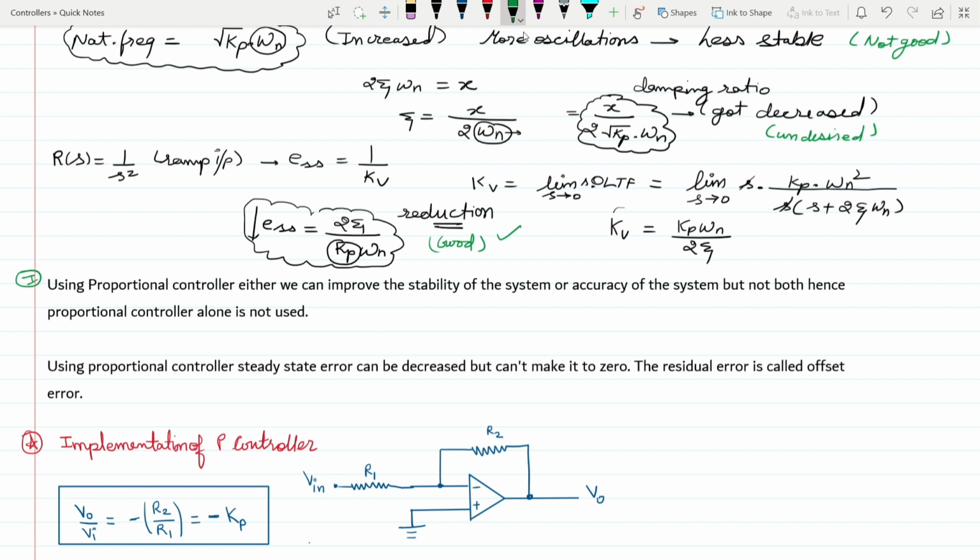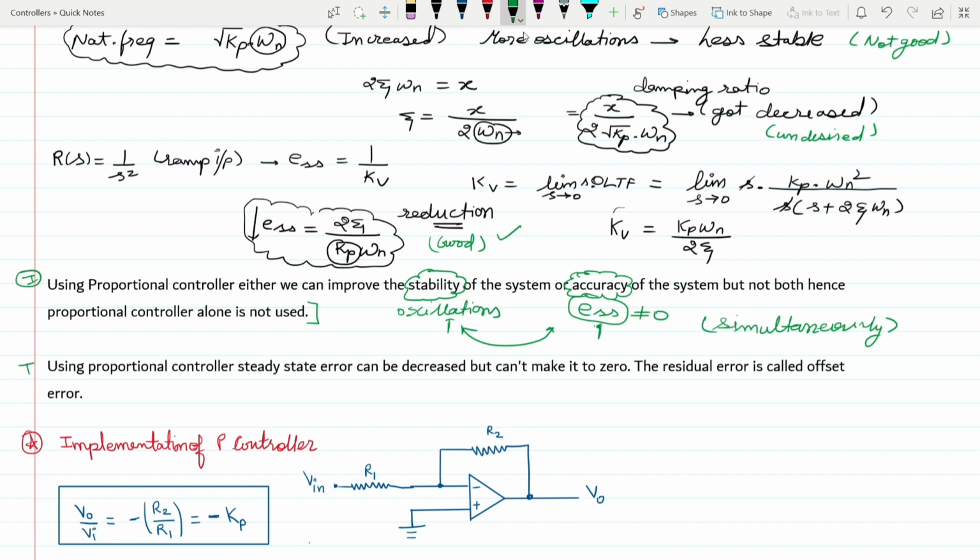As I have told you, as we get more oscillation, the stability of the system is compromised, and in the case of accuracy we have a smaller steady state error, but it is not equal to 0. So we cannot get these two parameters simultaneously. When we improve one, the other is compromised. We can do it one by one, but when we improve the accuracy, our stability will be compromised, and when we improve the stability, our accuracy will be compromised. For this reason it is not used alone. It must be used with some other kind of controller, maybe integral or derivative, or altogether a PID controller.